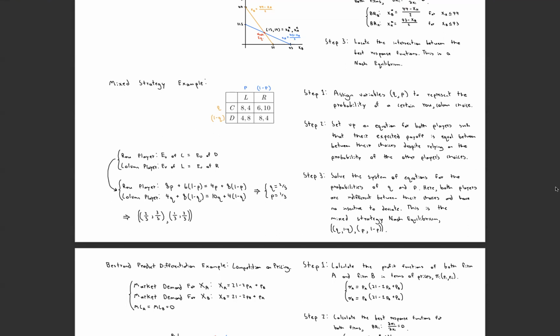Step three, we're going to be solving the system of equations that we've set up right here. And this is just, again, your response functions. Solve the system of equations for the probabilities Q and P. Here, both players are indifferent between their choices and have no incentive to deviate. This is going to be what we call a mixed strategy Nash equilibrium. And again, at the very end, you'll probably format and box your answer like this, as you can see here.